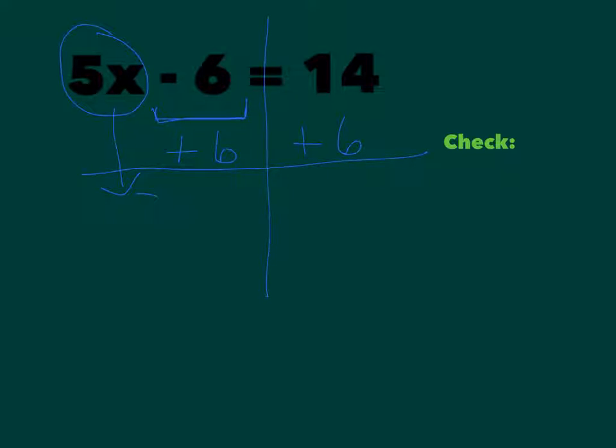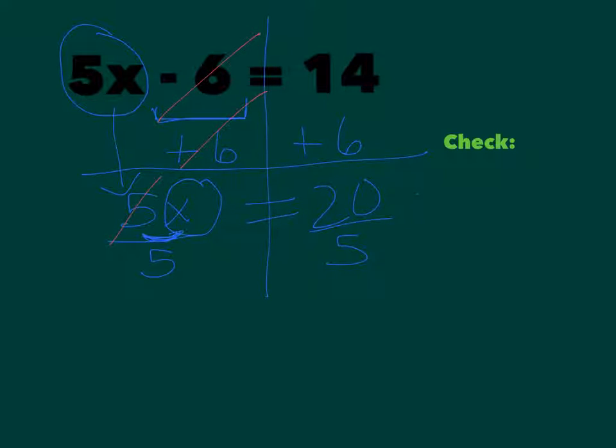I'm left then with 5x, because negative 6 and positive 6, they're a 0 pair, so I've done my job on the left side. And then I just need to add the 14 plus 6 on the right side to get 20. Now I'm going to circle my variable x, and I'm going to realize that the 5 and the x are joined together by multiplication. And remember, the inverse of multiplication is division. So let's divide each side of the equation by 5 and see what happens.